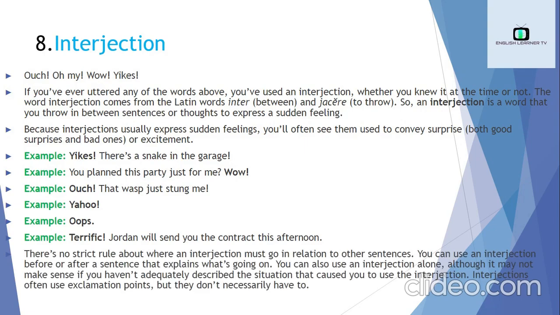There is no strict rule about where the interjection must go in relation to other sentences. You can use an interjection before or after a sentence that explains what's going on. You can also use an interjection alone, although it may not make sense if you haven't adequately described the situation that caused you to use the interjection. Interjections often use exclamation points, but they don't necessarily have to.